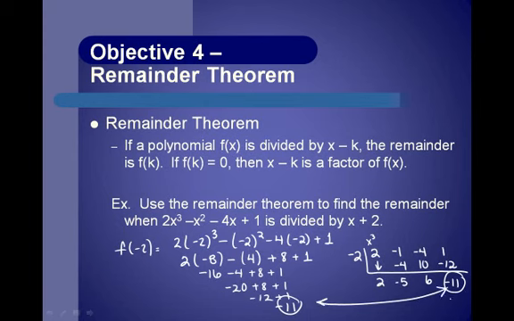That's what the remainder theorem says. It says plugging in that same number is the same as doing synthetic division and getting a remainder. And again, what we're going to be interested in is whenever the remainder is 0, then x minus k is a factor of the original function.